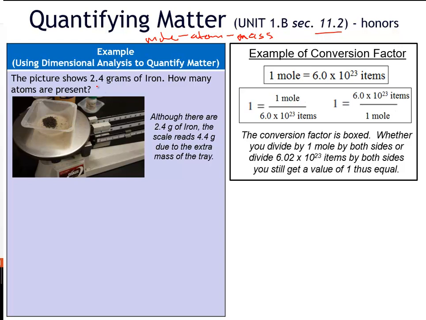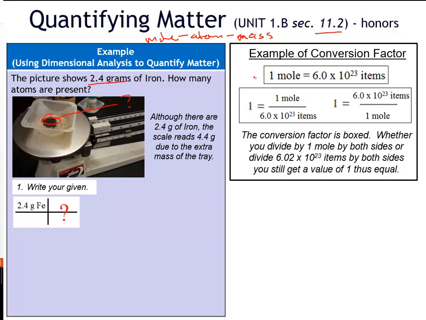So here we're given that 2.4 grams of iron, right, is on this scale, and I want to know how many atoms are present in here. So how many atoms are present in that spot if this has a mass of 2.4 grams? So the first thing I do is I write my given. So 2.4 grams of iron. Second thing that I need to do is I got to identify my conversion factors.